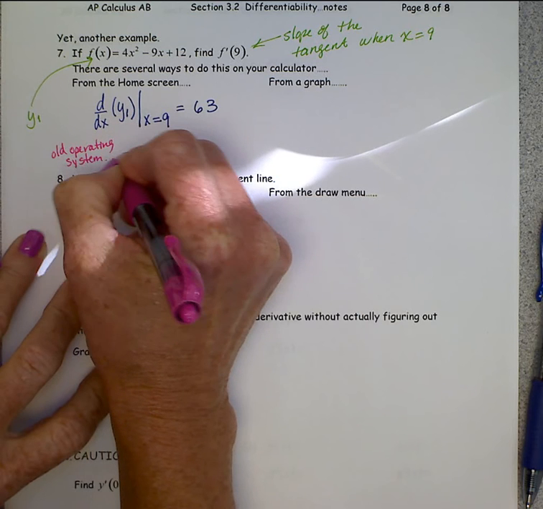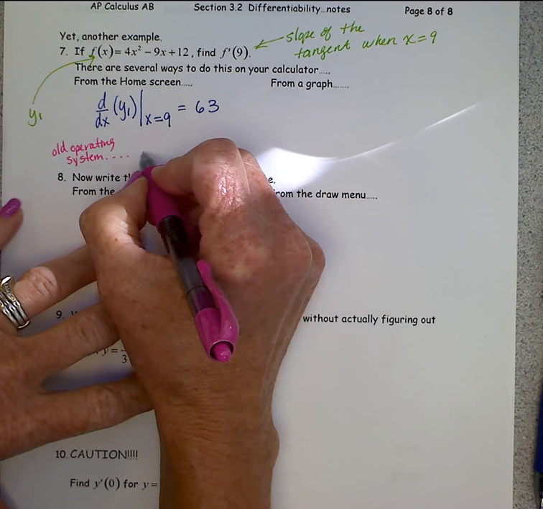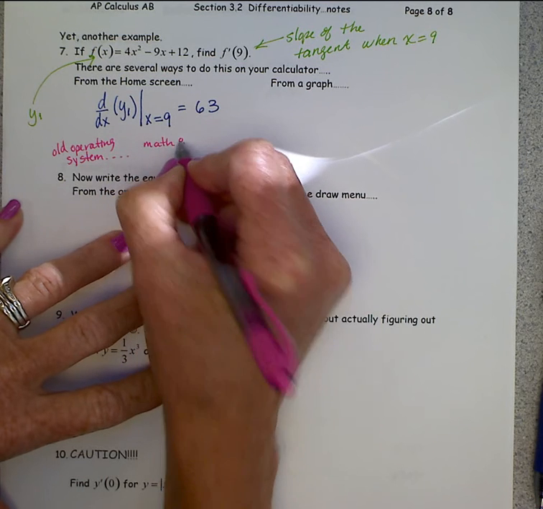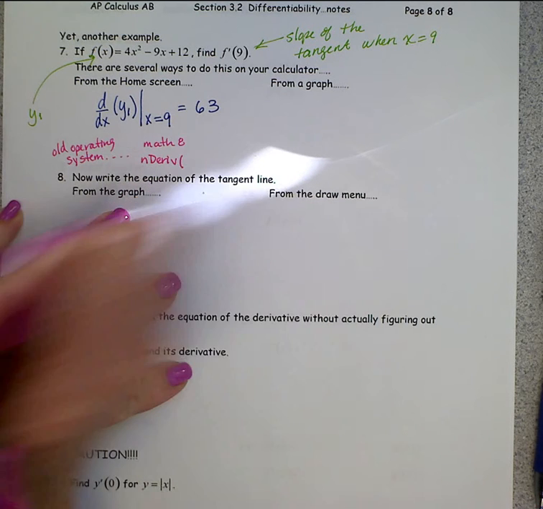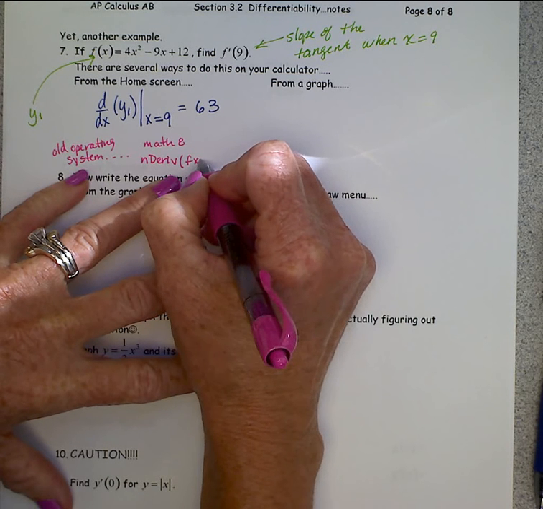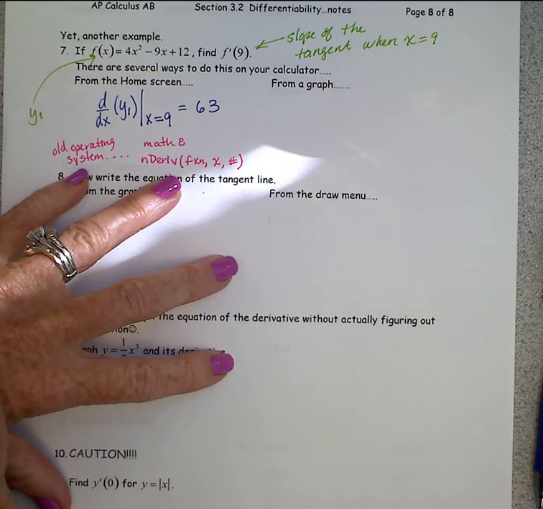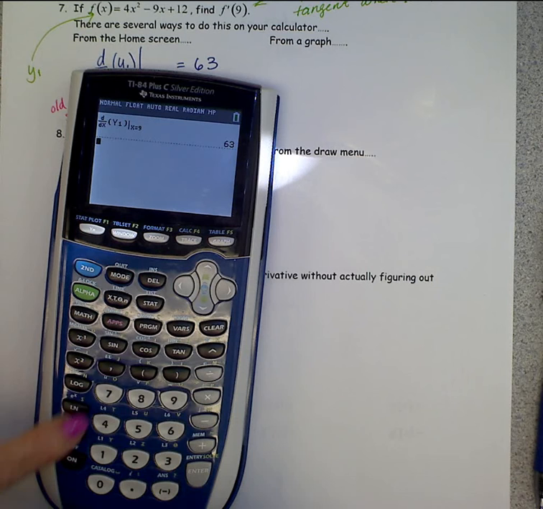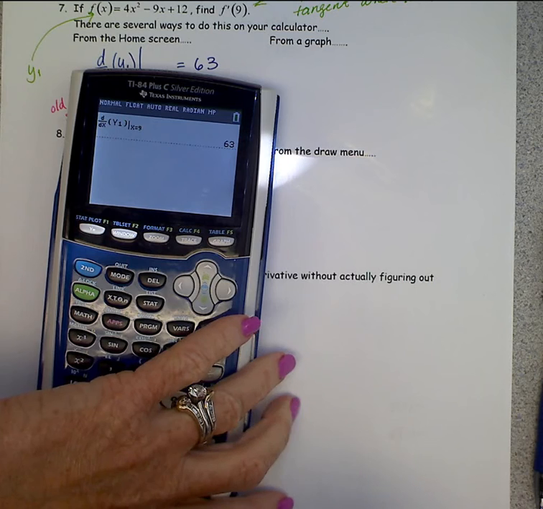If nobody has an old calculator, well then I'm sorry, you're going to waste 30 seconds of your life, but that's okay, you'll survive. All right, in the old operating system, you have to do math 8. And then your screen comes up like this. N derive with the parentheses. And what you are going to put in here is the function, comma, variable, which is x, comma, number, and then close parentheses. If you have to do this, the comma is right here, right up above the 7. Okay?